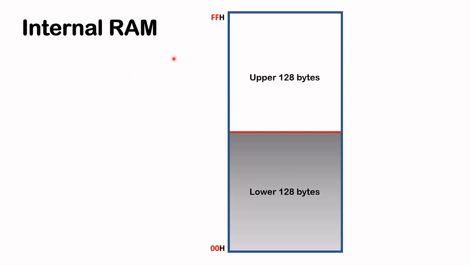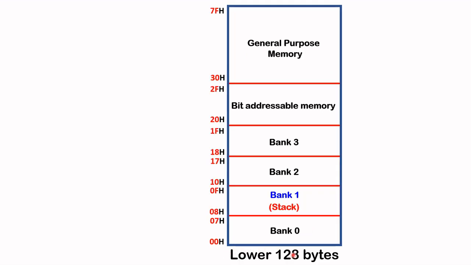Now, the internal RAM is divided into two parts: the lower 128 bytes and the upper 128 bytes. And I would just like to concentrate on the lower 128 bytes. This is the lower 128 bytes. As you can see from this diagram, it's divided into different parts, and I would just like to focus on this area here, which is actually from 00 hexa all the way to 1F hexa.